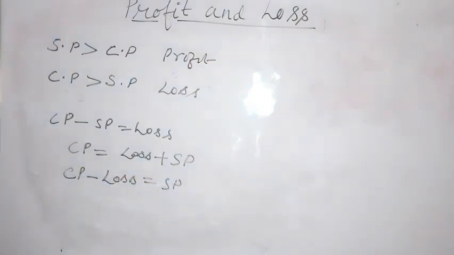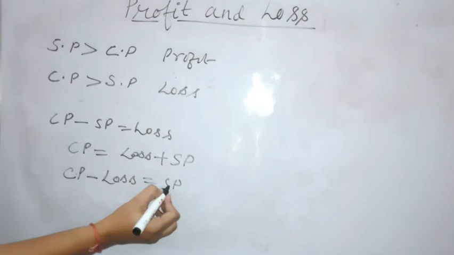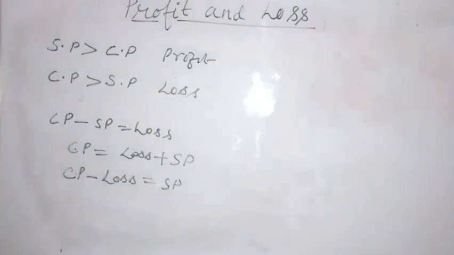Why am I using the short forms? CP means cost price, SP means selling price. So you need to remember these short forms also. Okay? And I hope you must have understood whatever I have explained till now. And if there is any problem, any difficulty, you can comment down in the comment section.